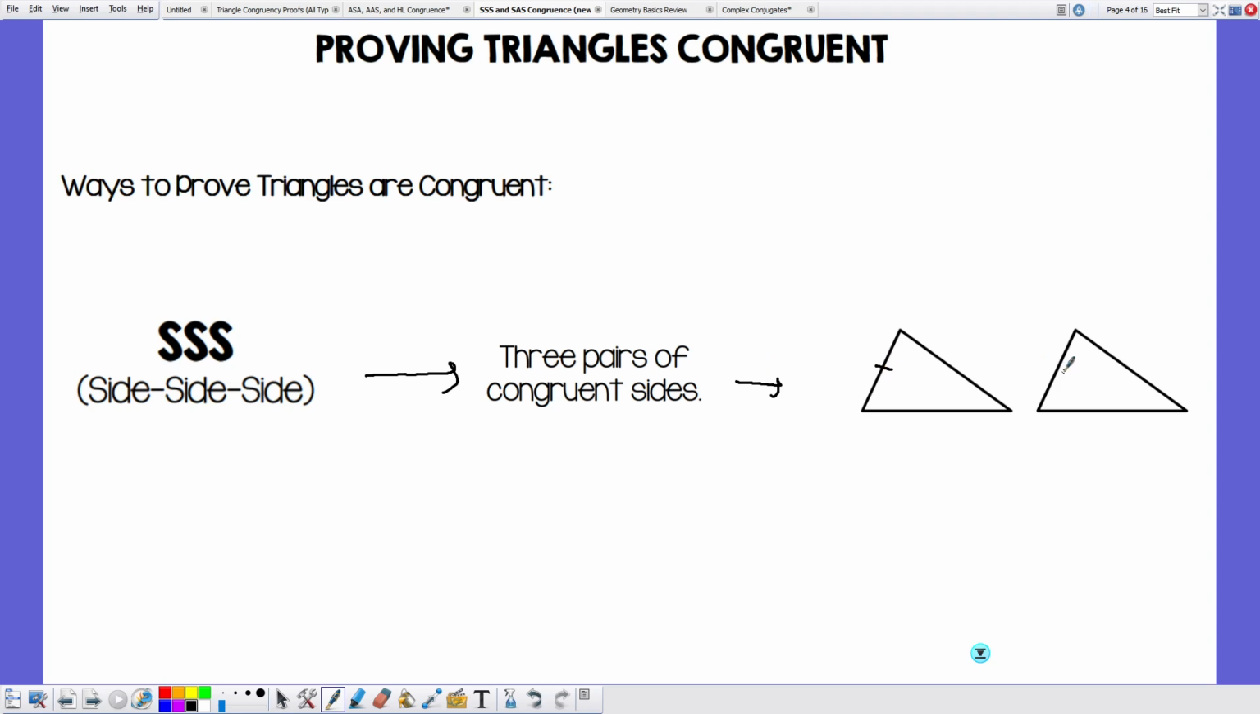So three pairs of congruent sides: there's one pair, here's our other pair, and our last pair, three pairs in total, would show that these two triangles are congruent.